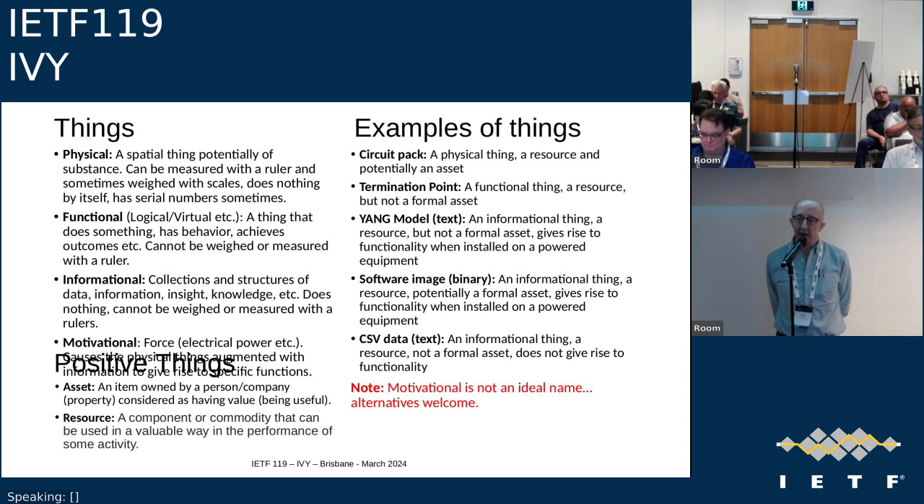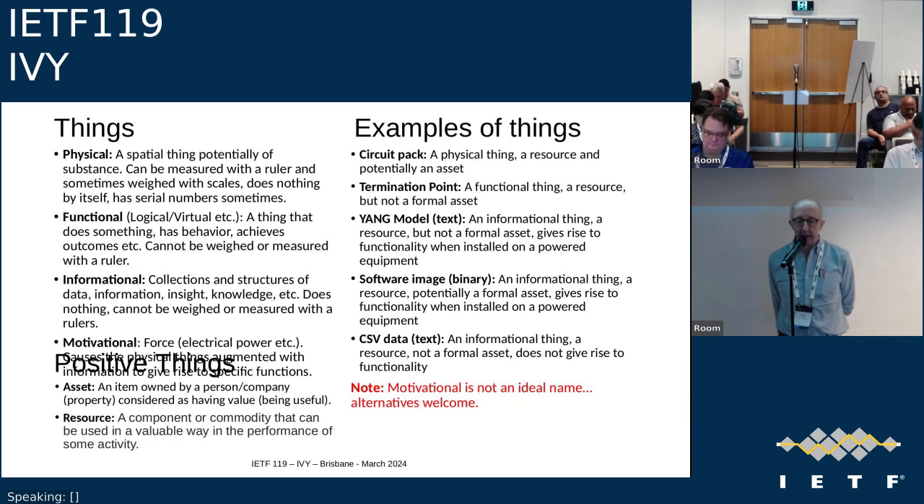And then, on that lower bit, assets: something I own that does something useful for me, and I may have some kind of asset identifier. And a resource, which is a component or commodity that is useful that doesn't necessarily have that identifier. I might not own it yet. So resources are things I might not own, assets are things I do own.